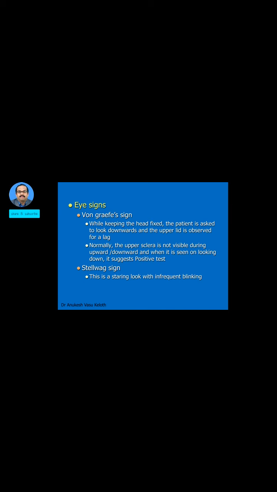The second is the staring look with infrequent blinking. A normal person blinks around, let's say, 15 to 20 times in a minute and maybe even more. But in this case, you may only blink once or twice in a minute. And the person has a staring look of bulging eyes. That is known as the Stellwag sign. For this, you just have to look at the person and observe for a minute.